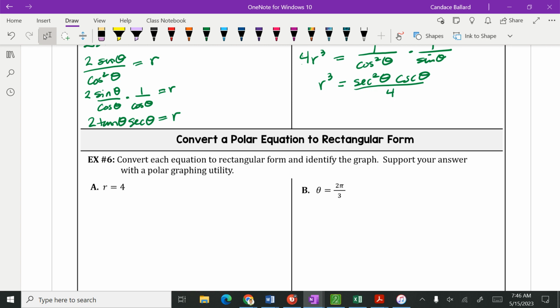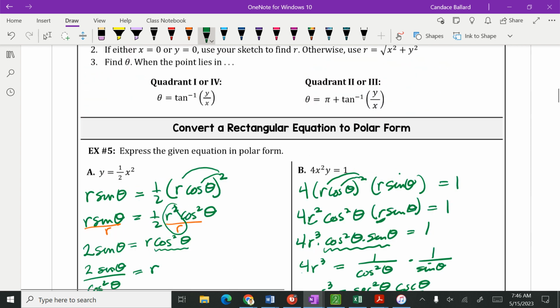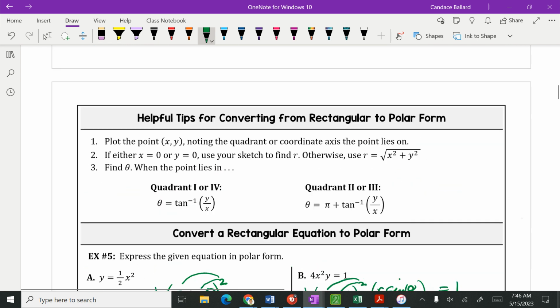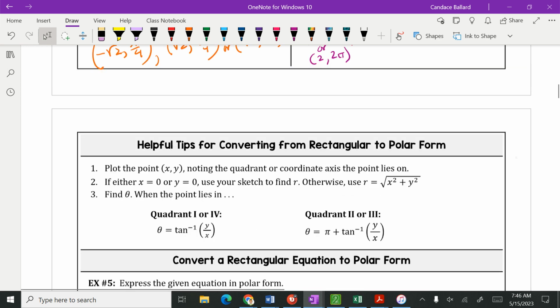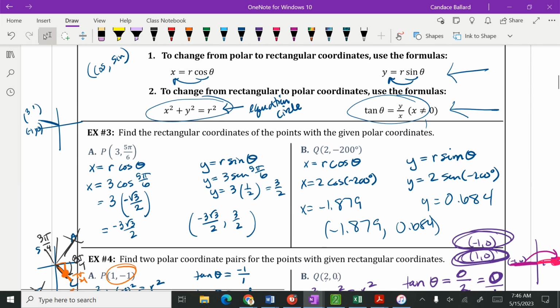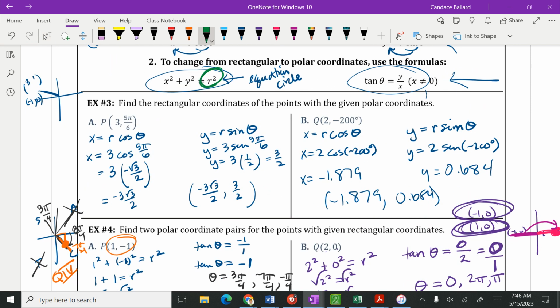So the first one says we're converting each to rectangular and identifying the graph. Support your answer with a polar graphing. We don't necessarily have to do the graphing utility, but if it helps, great. If it doesn't, it's okay. All I know is that r equals 4. Eventually we'll get into what the pictures of these graphs look like. We haven't quite gotten there yet. So if I know that r equals 4, I'm going to apply the equation we have here. I'm going to put 4 in for that r, and then that should get me something that's in rectangular form, right?